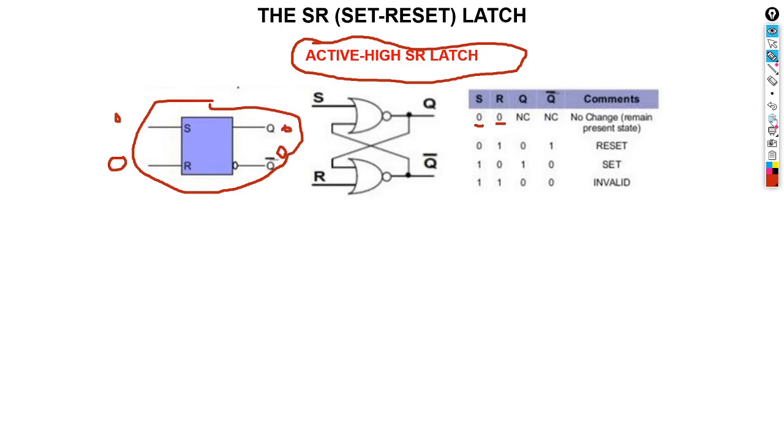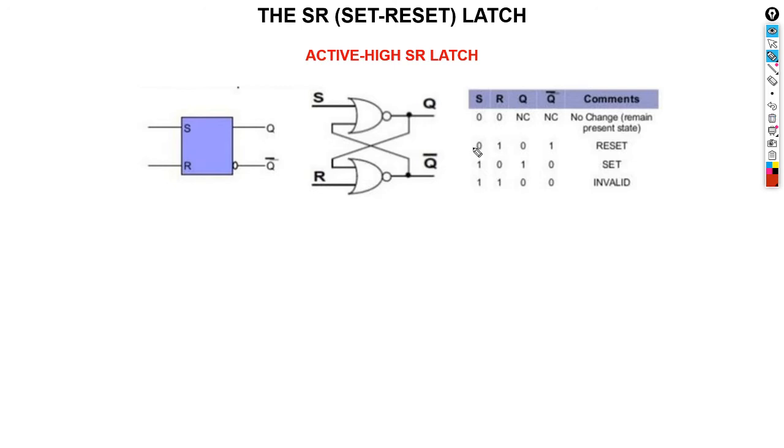And then in the second case, when you have a 0 on the set and a 1 on your reset, the output is going to be what? It's reset. Why reset? Because we're going to have a 0 on the high output and a 1 on the low output. Can you see? What we need to keep in mind is just the configuration. If I have 0 0, I must know that there is no change.